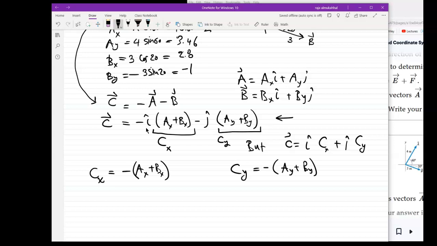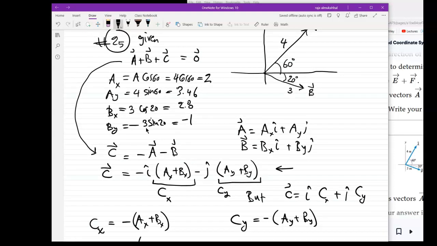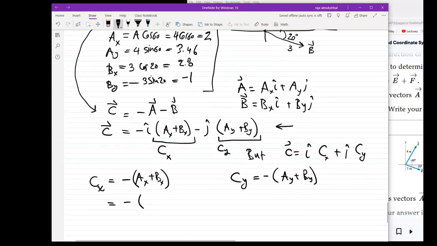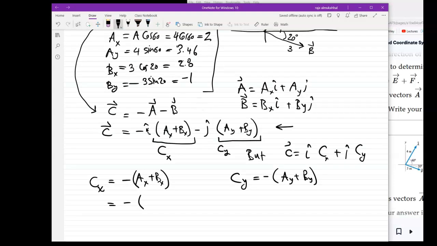So let's plug them in. So minus A sub x, I just got them all right there, right? There they are. I made all the calculations right here. So I have here 2 plus 2.8. So that gives me negative 4.8. I got C sub x. There it is. I'm going to box it. Always box your answers. Always.